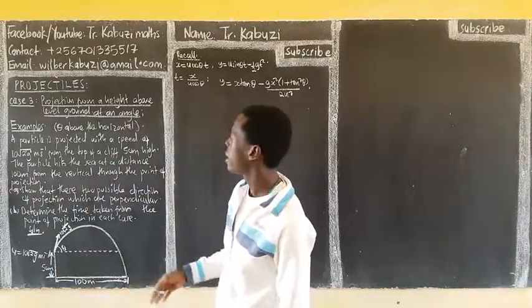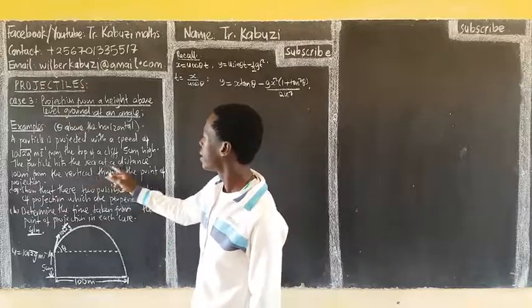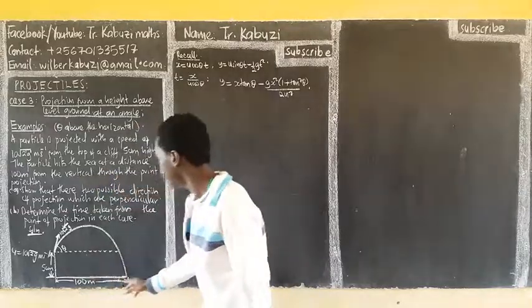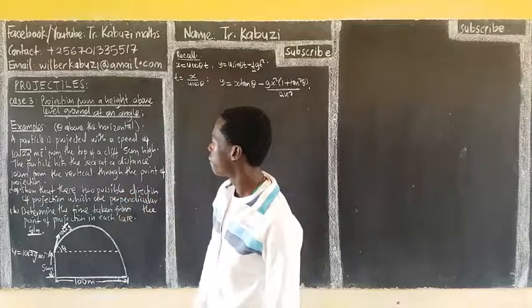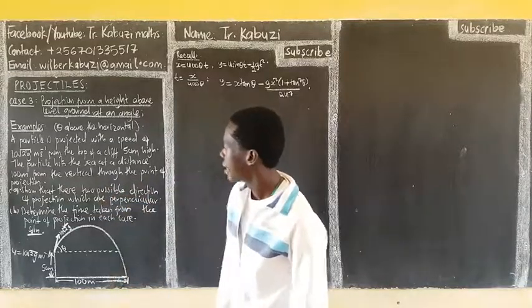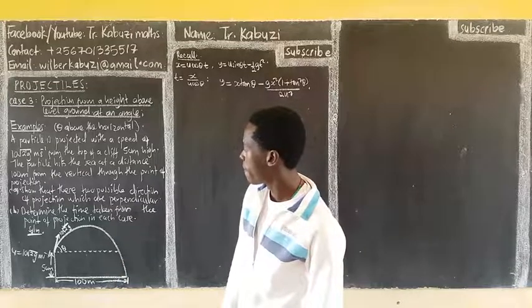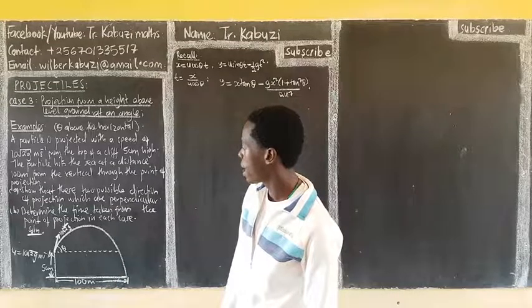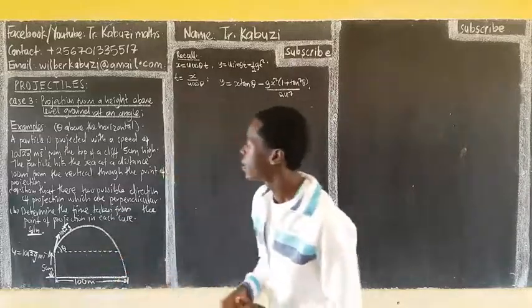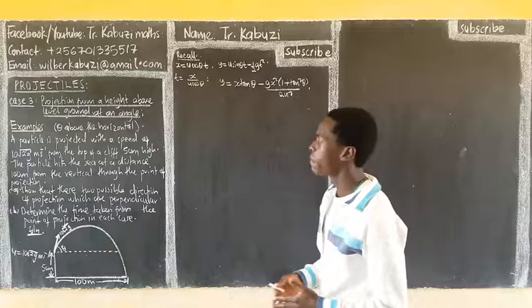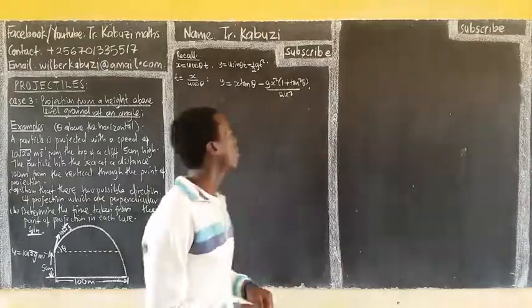I drew the sketch already. The particle hits the sea at a distance of 100 meters. It hits the sea, so meaning it will be below the point of projection. Show that there are two possible directions of projection which are perpendicular. In simple terms, they are asking for the angle of projection, the direction. It's the same as the angle of projection.